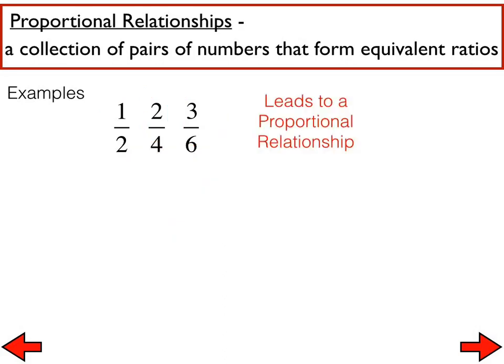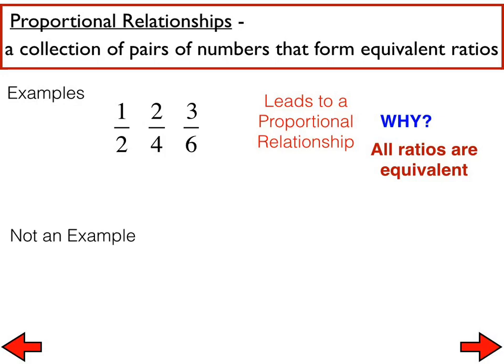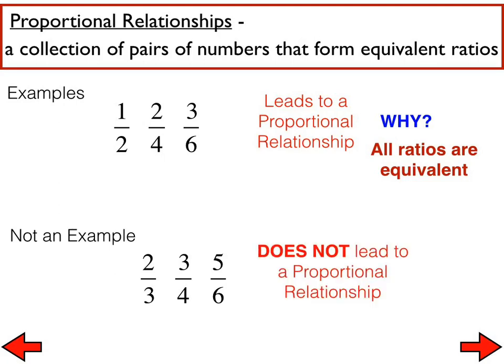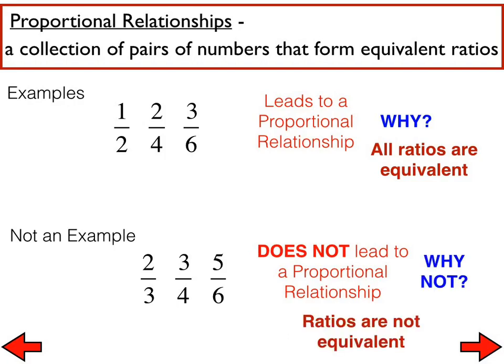Whereas here, and I've kind of already answered that question, if we simplify all these, which they are already simplified, they're not going to be equivalent to each other, so that means that these are not a proportional relationship. So if we have ratios that are equivalent to each other, they form a proportional relationship. And ratios that are not equivalent to each other, they do not form a proportional relationship. All right? So let's go to number 1.